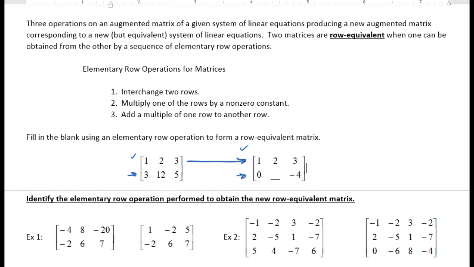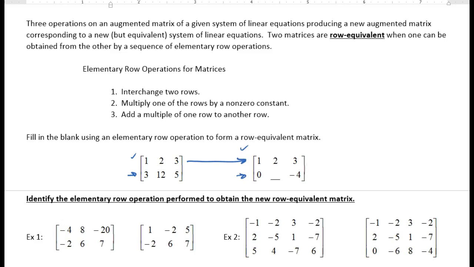It doesn't look like I interchanged any two rows. I didn't just flip 1, 2, 3 and 3, 12, 5. That didn't happen. Did I multiply row 3 by a constant other than 0? Well, I can't multiply by 0 to get 3, so that doesn't work. I can't use that option. So number 3 is what had to happen: I add a multiple of one row to another row.